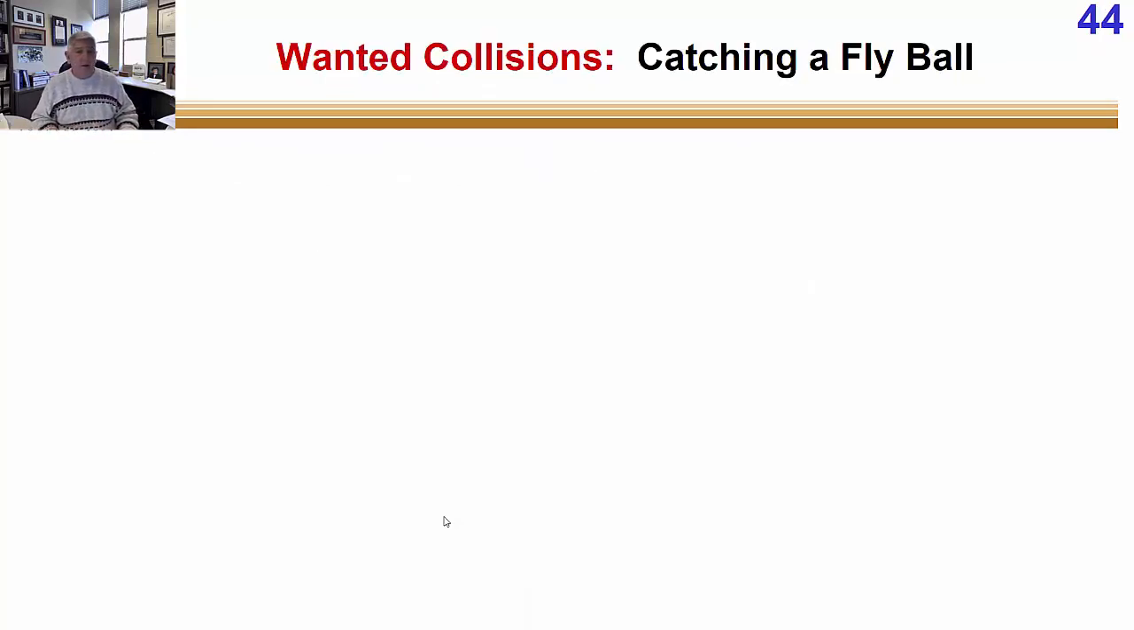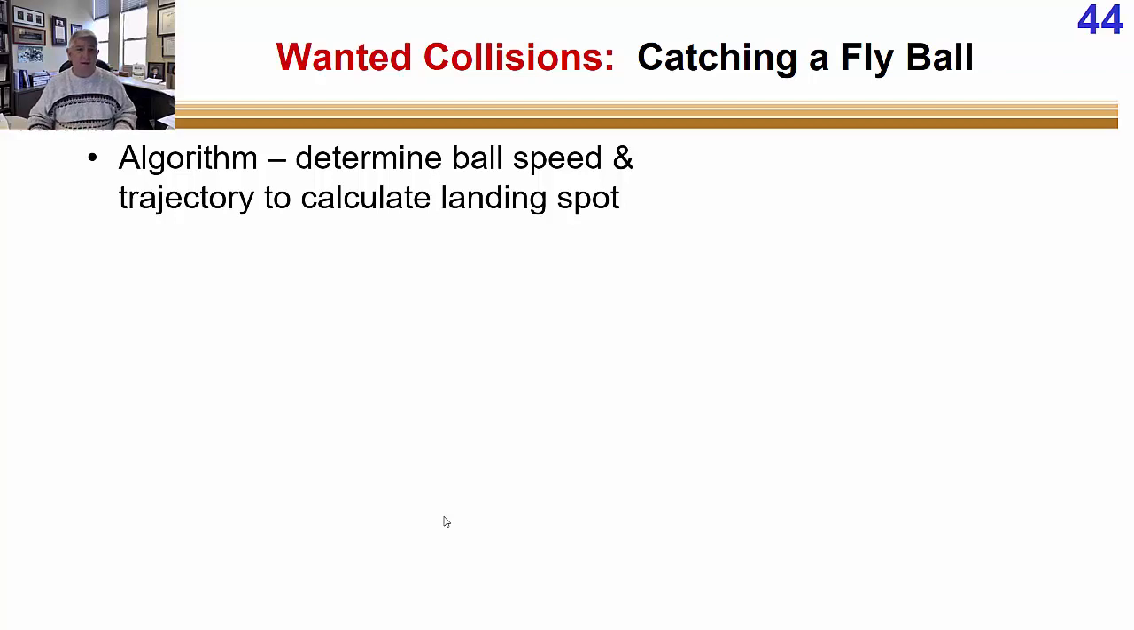Sometimes we want to collide with objects. So think about an outfielder that needs to catch a fly ball. There's a big outfield. There's only 3 people out there, and you have to cover a lot of ground in order to get to wherever that ball is going to go. So one way to do it would be to have an algorithm, right? Determine ball speed and trajectory and calculate a landing spot. But everything's happening so fast. It's too fast to do that kind of a calculation.